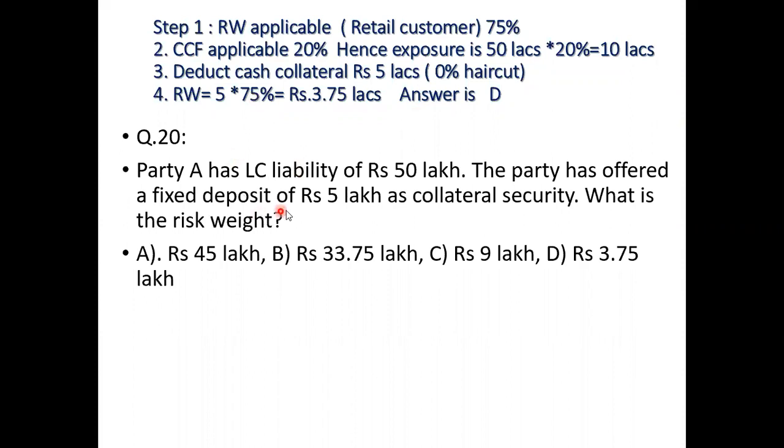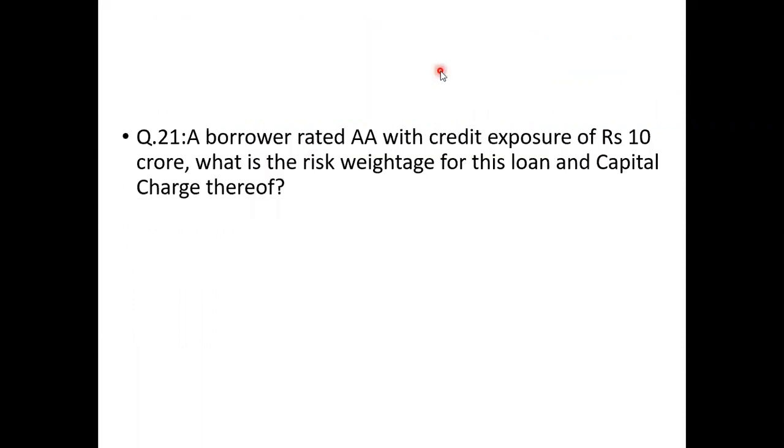Like that, the 75% when it will come: retail borrowers, regulatory retail exposure, other than corporates, other than classified items, specified items, 75%. Up to how much limit? 7.5 crores. So the 7.5 crore you calculate. This is step by step. Don't miss any step. For example, question 21.